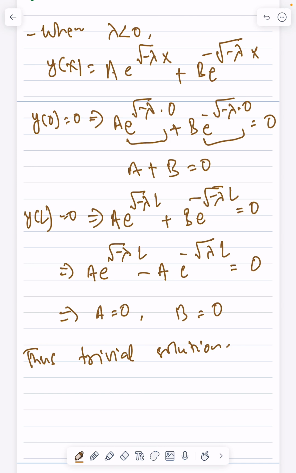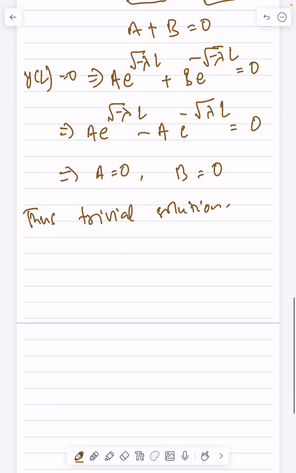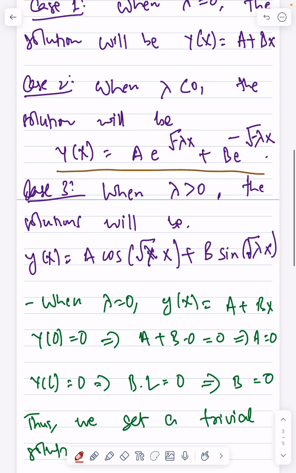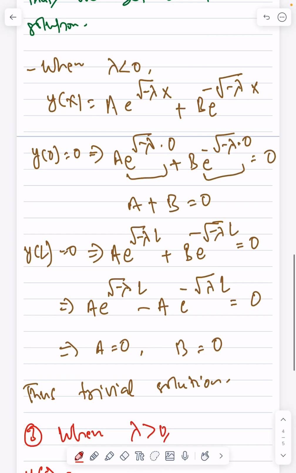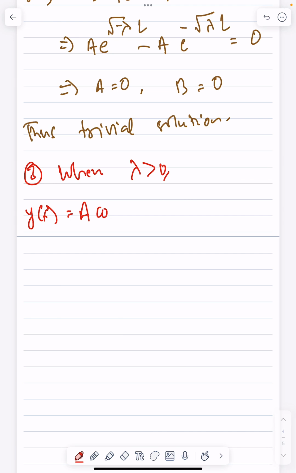And we do not have any eigenvalues for when lambda is less than 0. Now let's look at the third case, when lambda is greater than 0. When lambda is greater than 0, this is the solution to our ODE: a cosine of square root of lambda x plus b sine of square root of lambda x.